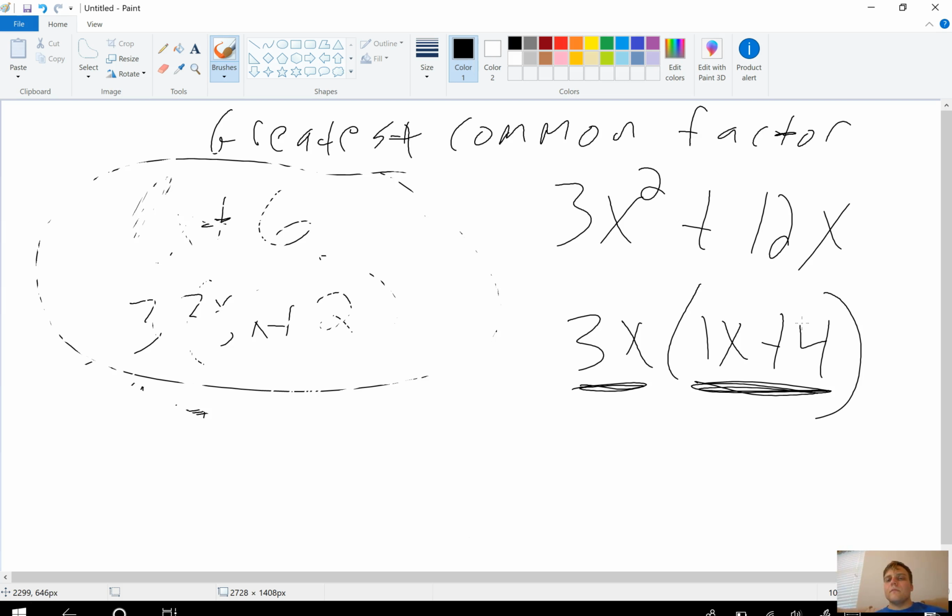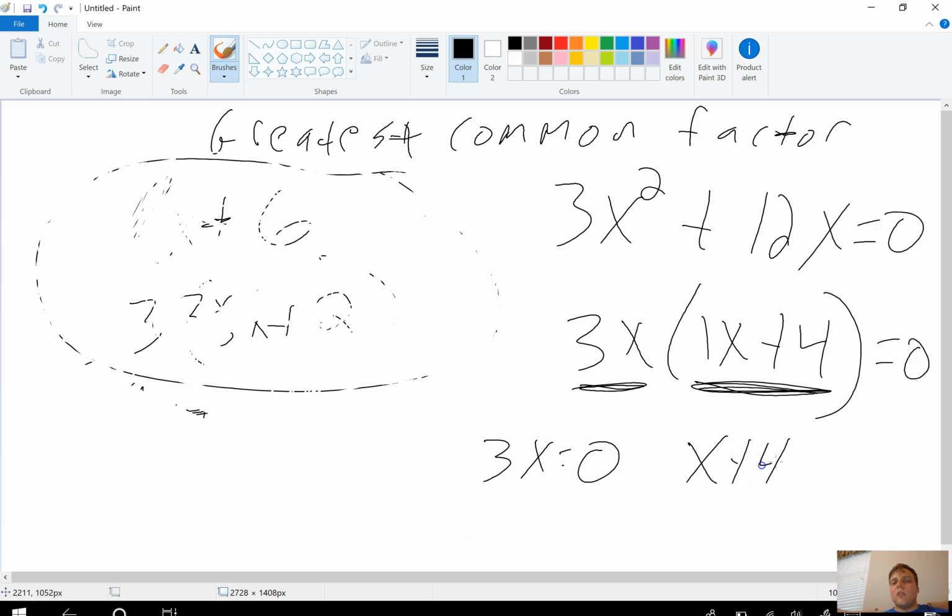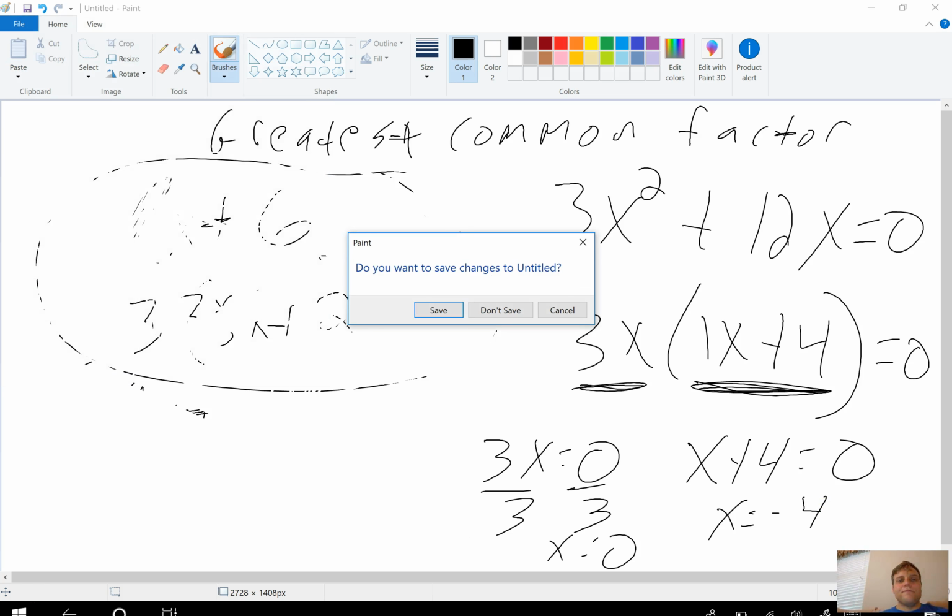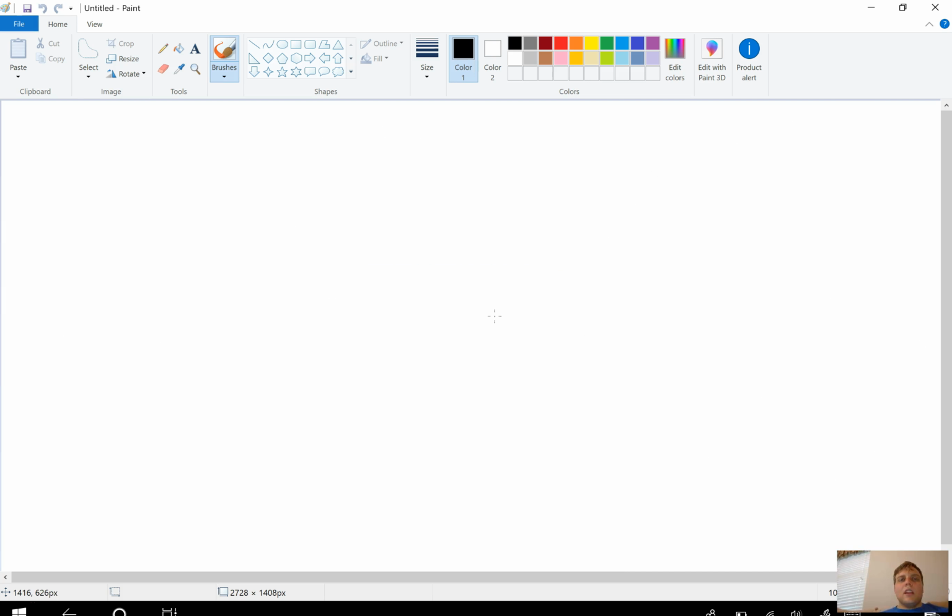So let's say I actually wanted to solve this. Let's say it was equal to 0. Well, then once I'm here, I could set both of these pieces equal to 0, and then I could simply finish solving for x. So x would equal 0 and x would equal negative 4. All right, let's look at another problem. Let's say we have something like 9x squared plus 21x.